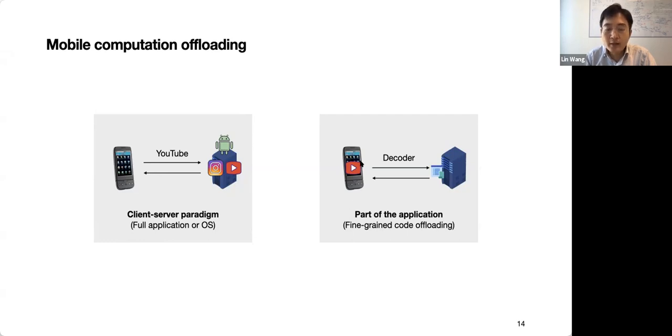On the other hand, we don't offload the full application. We just offload some components of the application to the server. For instance, in a video streaming application, there is a video decoder component. We can offload that part to the server, because we believe it is computation intensive, and it will be beneficial to do this on the server instead of on the mobile phone. This is called fine-grained code offloading.